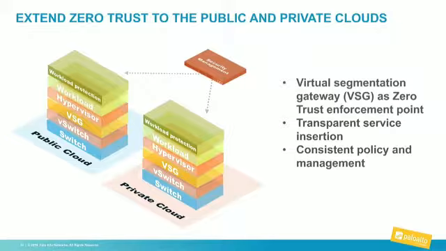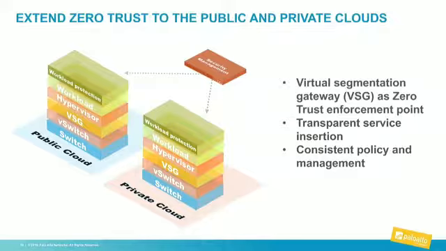So when we look at extending zero trust to public and private clouds, one of the things that you need to understand is the public cloud and the private cloud are the exact same problem from the security perspective, right? They're a problem of virtualization. I define a public cloud as someone else's virtual environment that you put your data into, right? So what you need to protect is the stuff that you put into the cloud. And you do that by inserting a virtual segmentation gateway, a virtual version of a next generation firewall as a zero trust enforcement point directly into the virtualization stack inside the public cloud as a transparent service insertion.